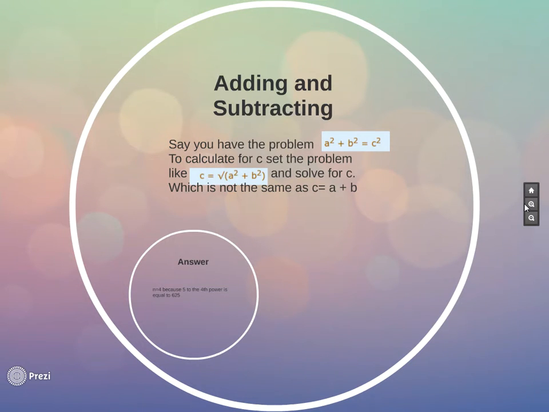Adding and subtracting. Say that you have the problem a squared plus b squared equals c squared, which should sound familiar. To calculate for c, set the problem like c equals the square root of a squared plus b squared, and solve for c, which is not exactly the same as c equals a plus b.